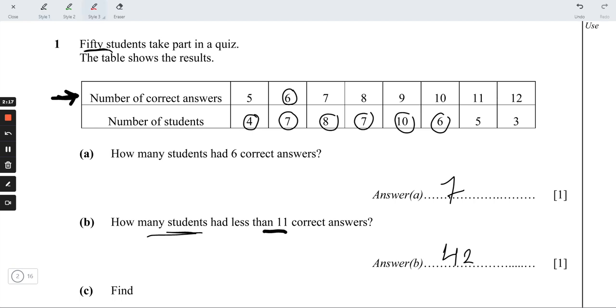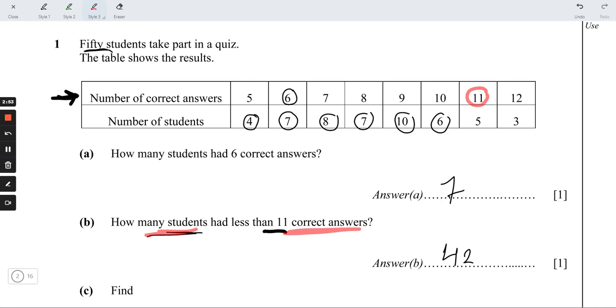Again, in this question, they were asking how many students had less than 11 correct answers. The first row is the correct answers. The second row is the number of students. So 11 is here. Less than 11, they are not saying 11 and less. So we need 5, 6, 7, 8, 9, 10 correct answers. Number of students for each one is 4, 7, 8, 7, 10, 6. At the end we'll get 42.